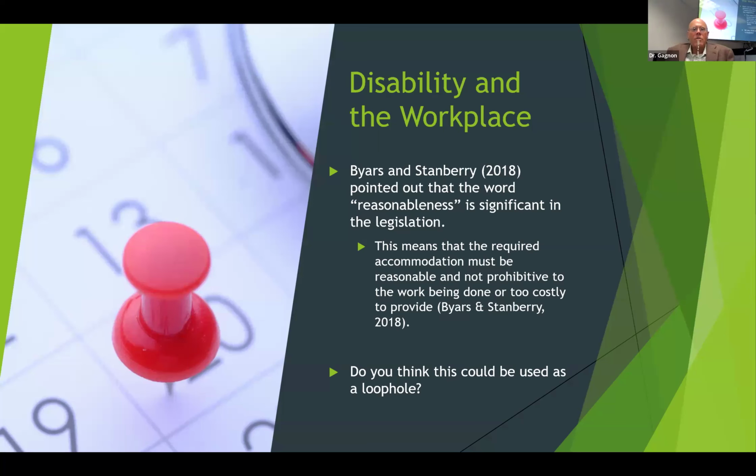Byers and Stanberry pointed out that the word reasonableness is significant in the legislation. The legislation is worded using that particular word. This means that the required accommodation must be reasonable and not prohibitive to the work to be done or too costly to provide. You can already start seeing the loopholes developing, right? So providing our employees who are of Islamic faith a room that they can go pray in 3 times a day, suddenly, well, it's not cost effective. So they use that as their basis.